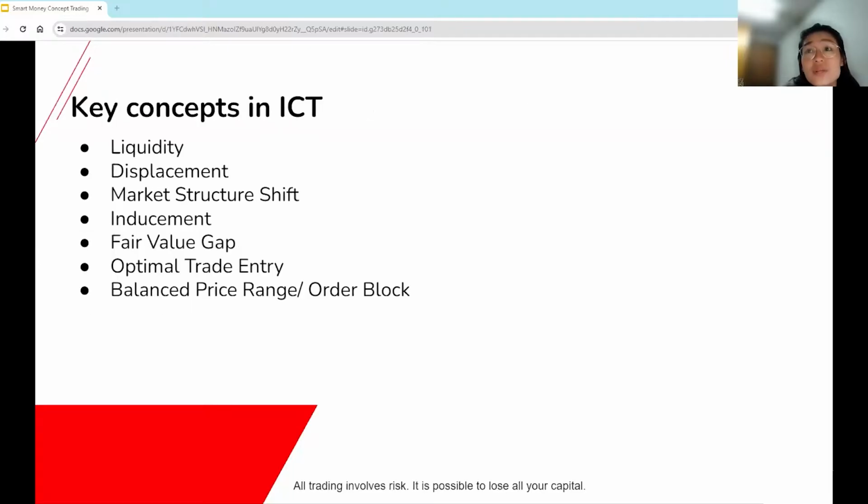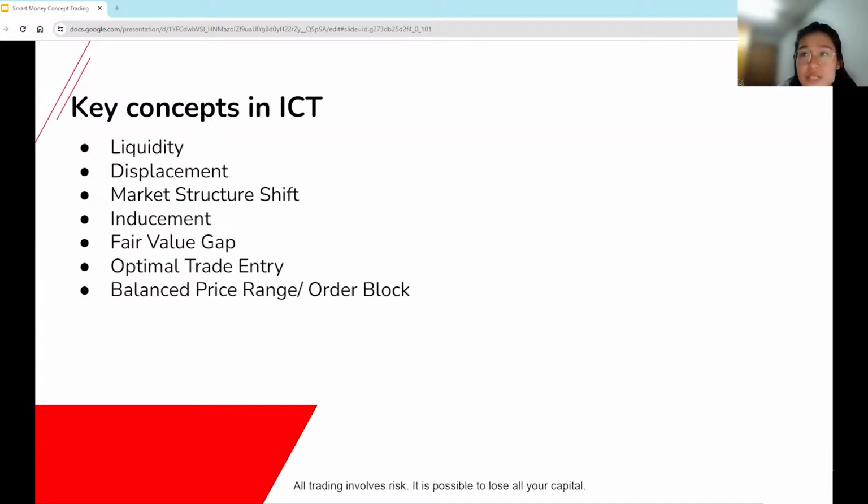Similarly with ICT, the key concepts that they use are pretty similar as well. You can see we have liquidity, displacement, market structure shift, inducement, fair value gap, again, optimal trade entry, and order block. So you can see there's a lot of similarities between your SMC and your ICT.